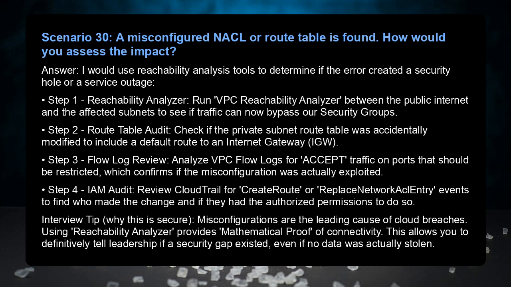Interview tip: why this is secure. Misconfigurations are the leading cause of cloud breaches. Using Reachability Analyzer provides mathematical proof of connectivity. This allows you to definitively tell leadership if a security gap existed, even if no data was actually stolen.